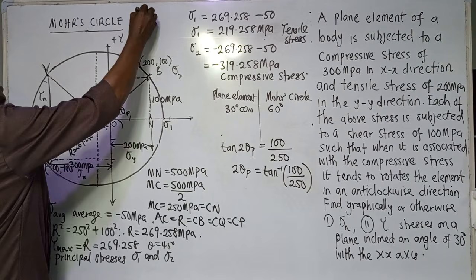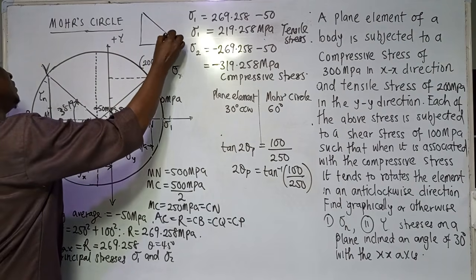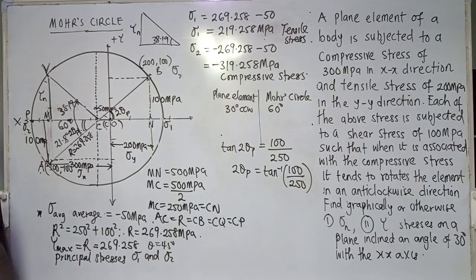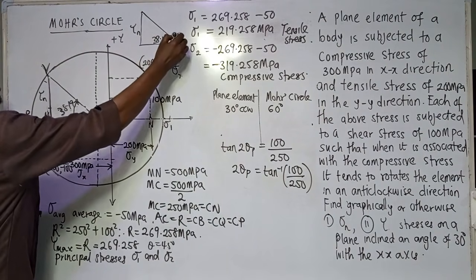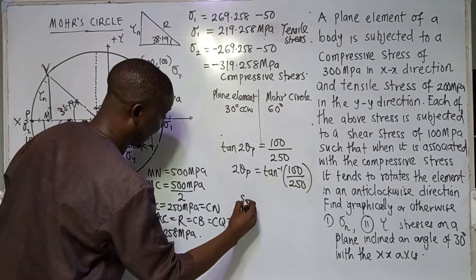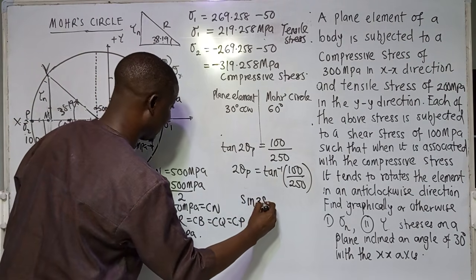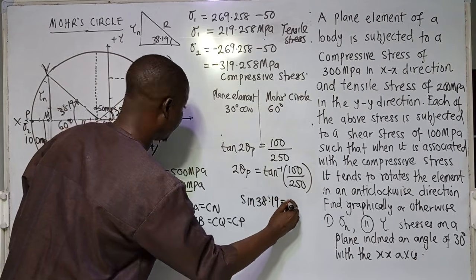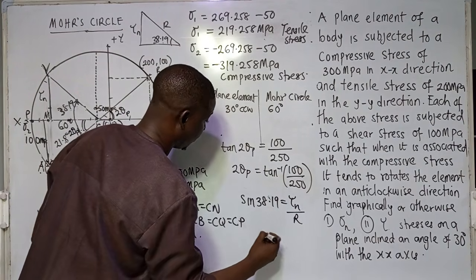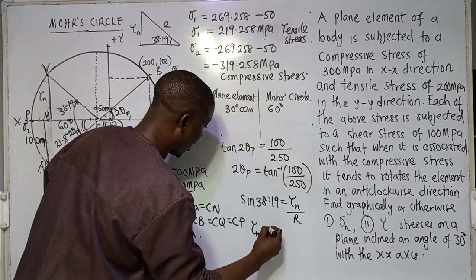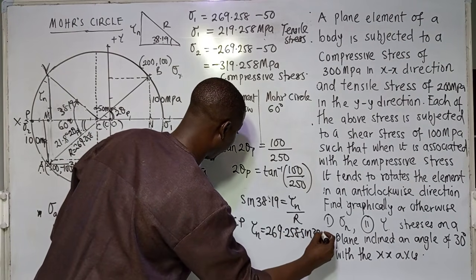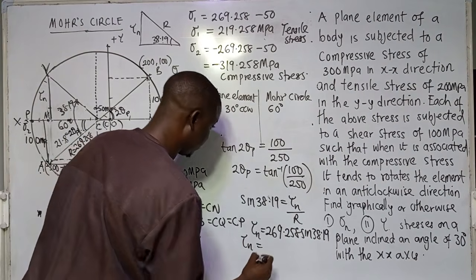So what you are looking at now is something like this. 38.19, then we have the shear stress there, and this is our radius. You can now use that, and this is opposite and this is the hypotenuse. So sine 38.19 equals opposite, tau n, over R. So tau n will now be R sine 38.19, where R is 269.258.